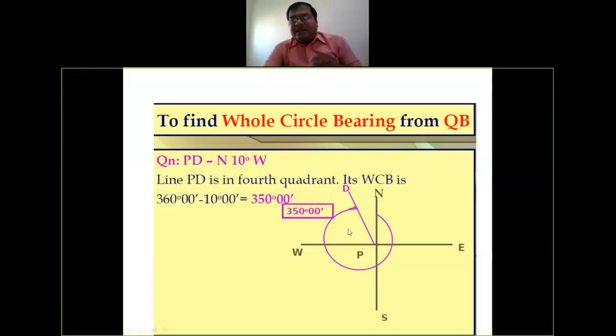So what is my point? You don't have to remember the table also. If you remember this diagram, the formula will be automatically remembered. So we have seen two examples. When WCB is given, you have to calculate RB or QB, and when QB is given, how to calculate WCB.